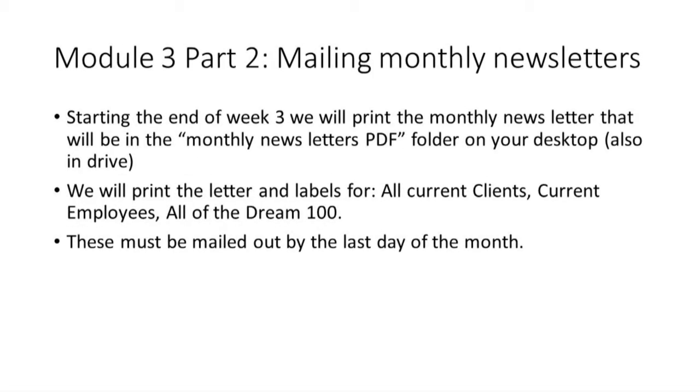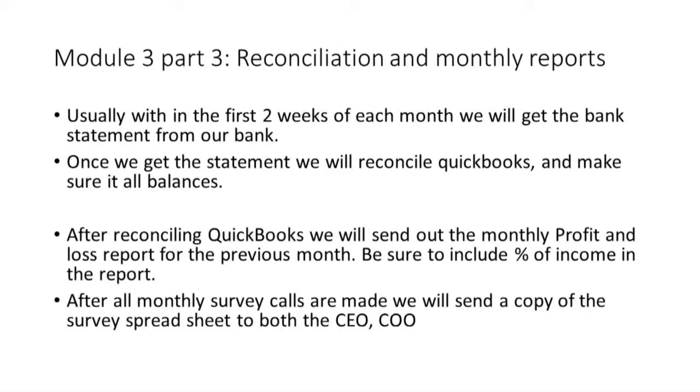Module 3, Part 2, Mailing Monthly Newsletters. Starting the end of week 3, we will print out the monthly newsletters that will be located in the monthly newsletters PDF folder on your desktop, also located in Drive. We will print the letters and labels for all current clients, current employees, and the Dream 100. These must be mailed out by the last day of each month.